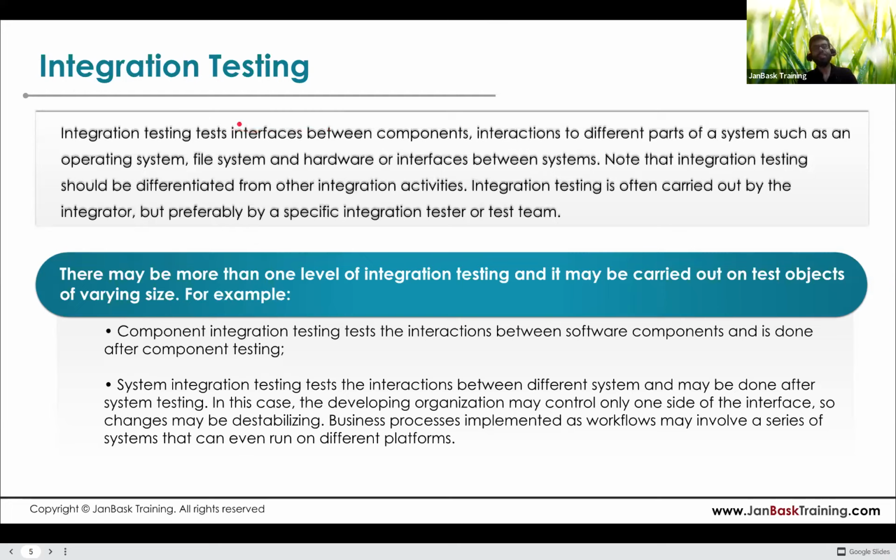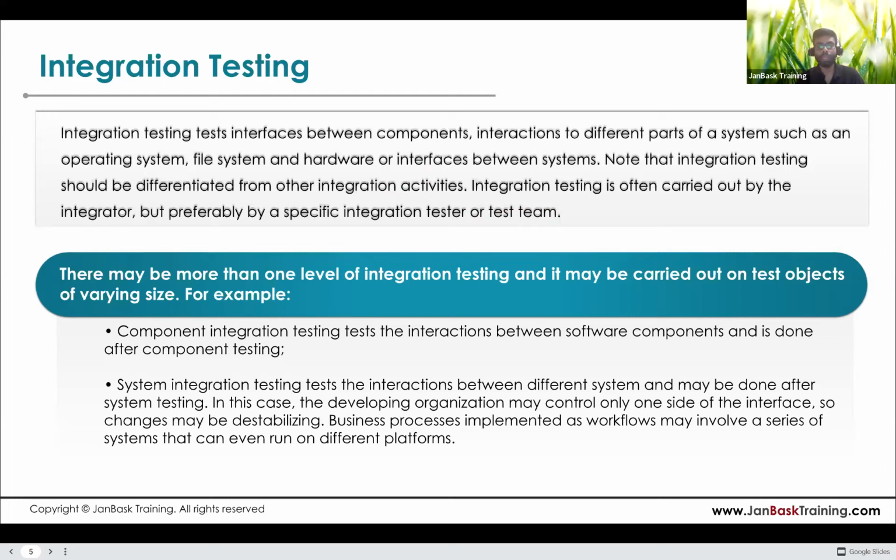So what is integration testing? As the name suggests, integration testing is basically when the different modules or different components of the software are integrated, and then we test the integration of different parts of the system. At that time it is called integration testing. Integration testing is normally done by the testing team. It is not done by the development team.